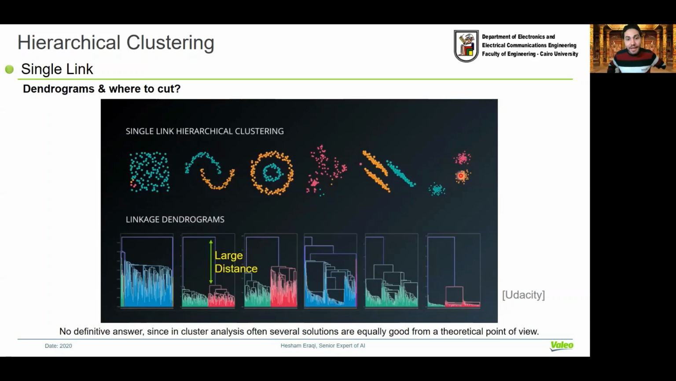And so again, like DBSCAN, like k-means, it has advantages, it has disadvantages. It might suit some type of data, it might not suit another type of data. We will compare it against DBSCAN and k-means later on.